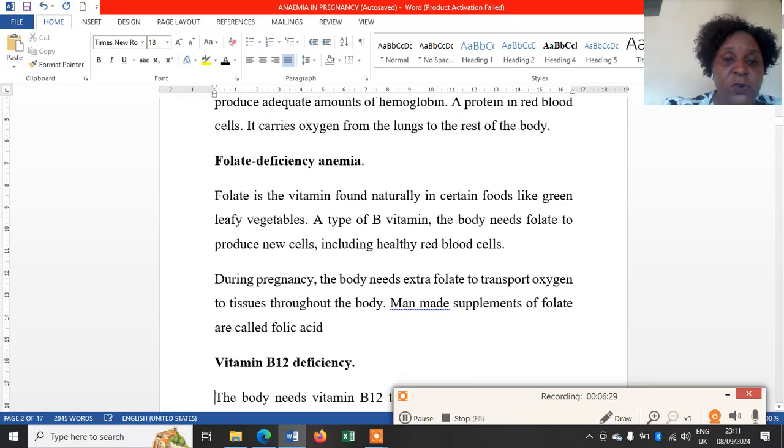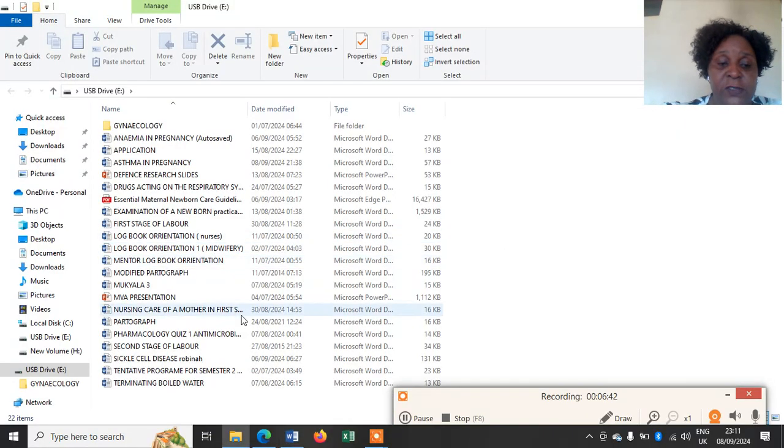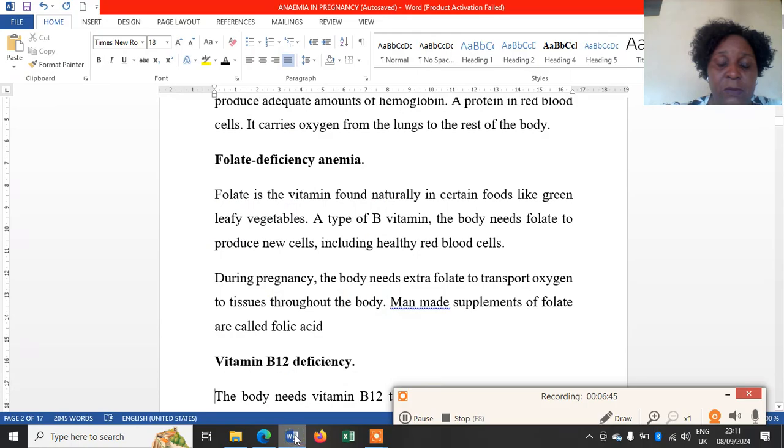Then next we have what we call folate deficiency anemia. When we talk of folate, folate is a vitamin which is usually found in foods we eat, especially green leaves, and folate is one of the nutrients needed to build a healthy red blood cell.